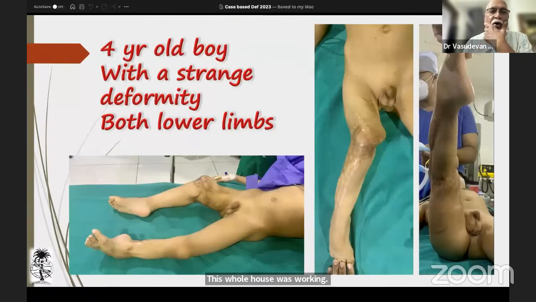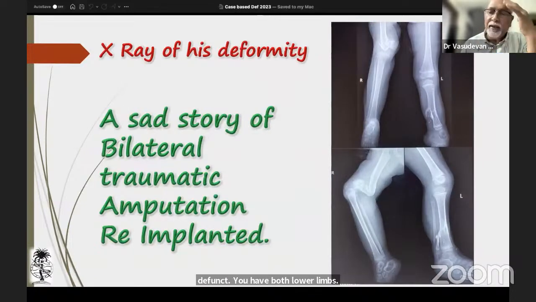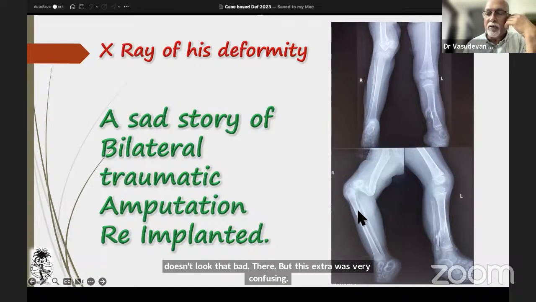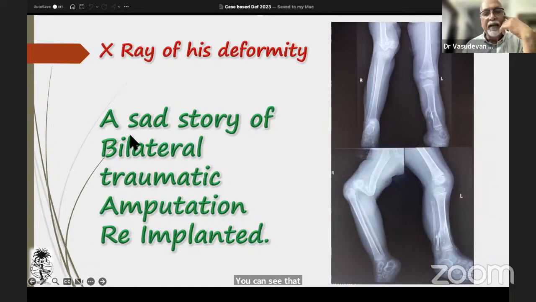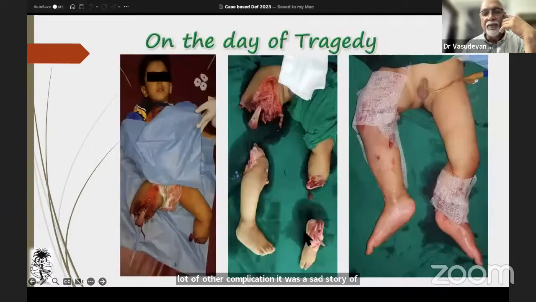Now, this is a 4-year-old boy with a very strange deformity of both lower limbs. It doesn't look that bad there. But this X-ray was very confusing. You can see that it was coming like this and there are a lot of other complications. It was a sad story of bilateral traumatic amputation, which was re-implanted. It was like this.